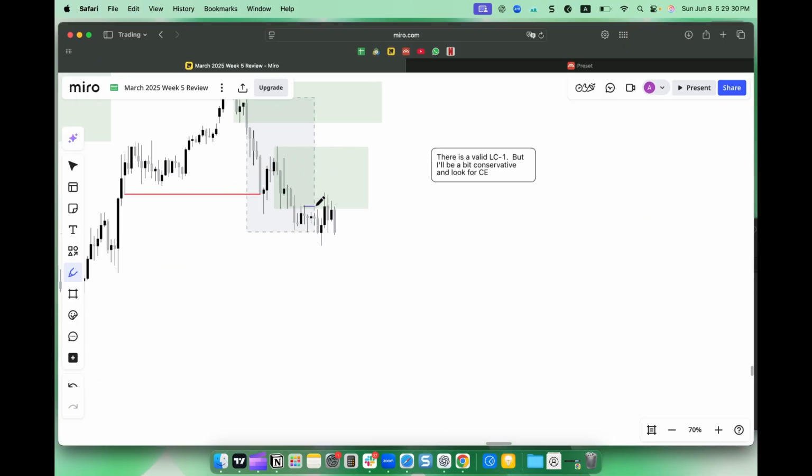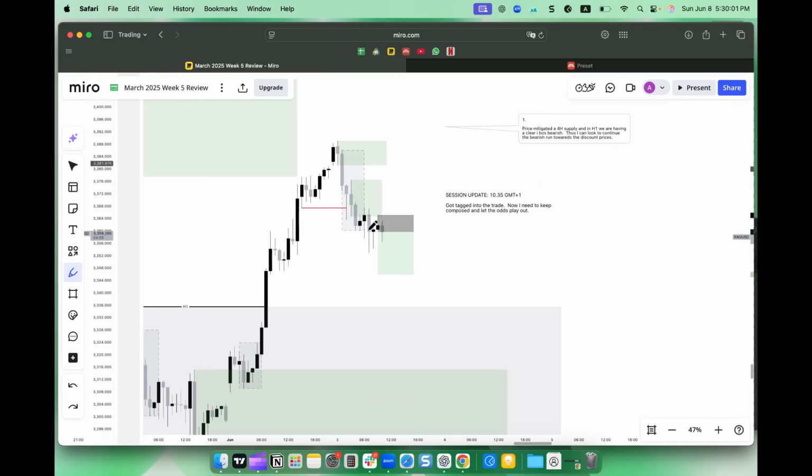I got an LC1 directly at the start of the session during Frankfurt, but I did not take it because I just want to be more conservative. All I wanted is price to give me a confirmation entry. Once the price gives a confirmation entry, price may or may not pull back to the 61.8 level. Sometimes once the price gives its confirmation entry, there would be a straight push down. So I waited for a confirmation entry, and the confirmation entry was there.